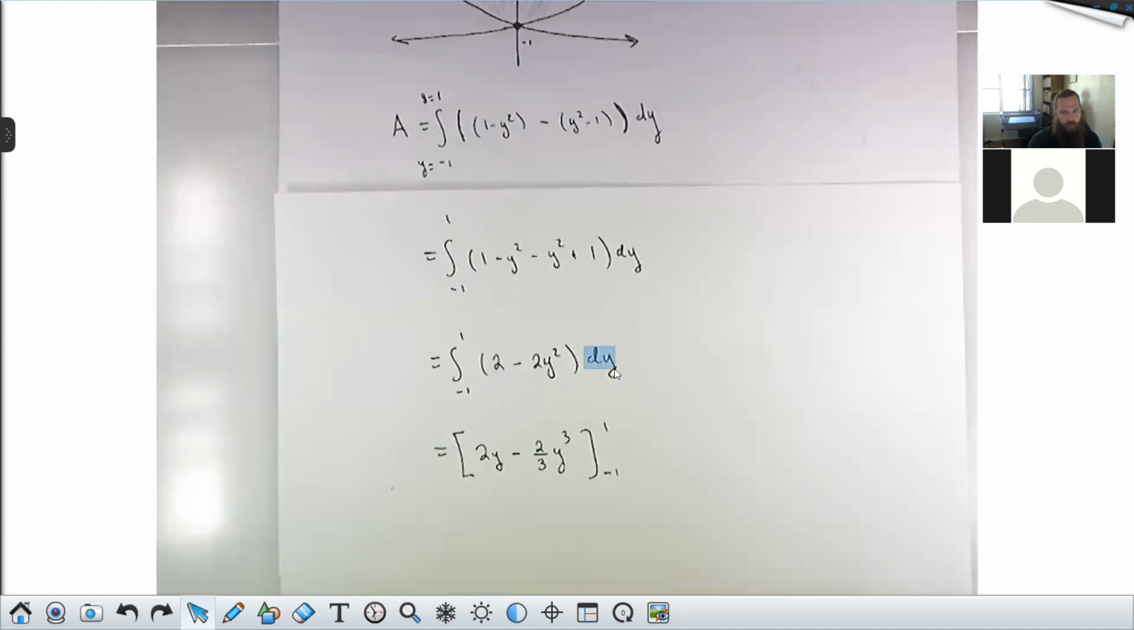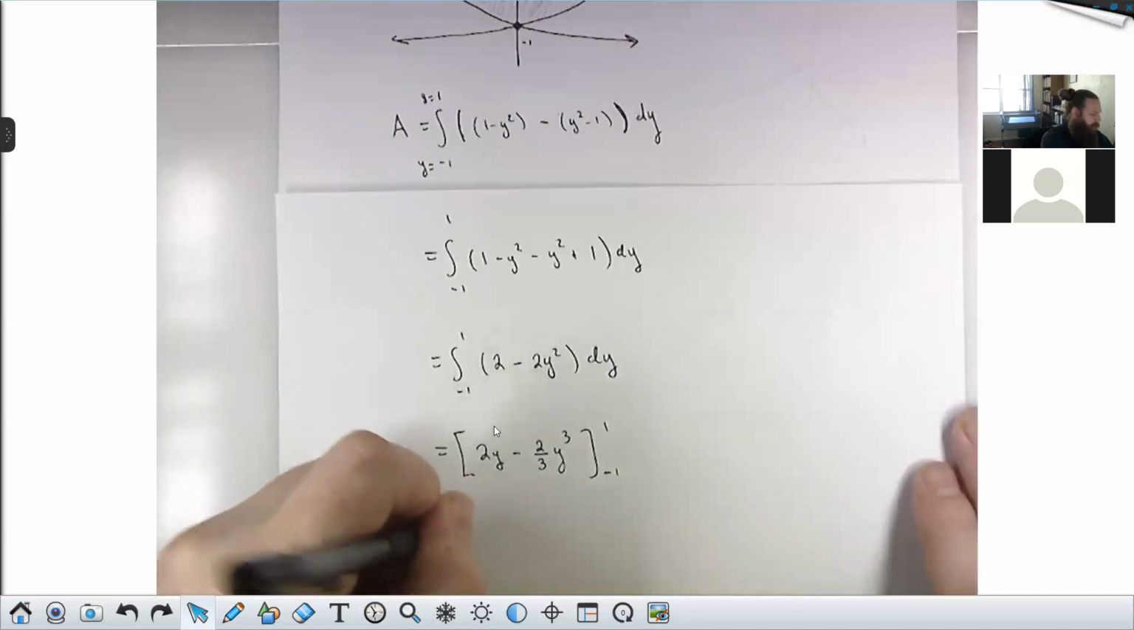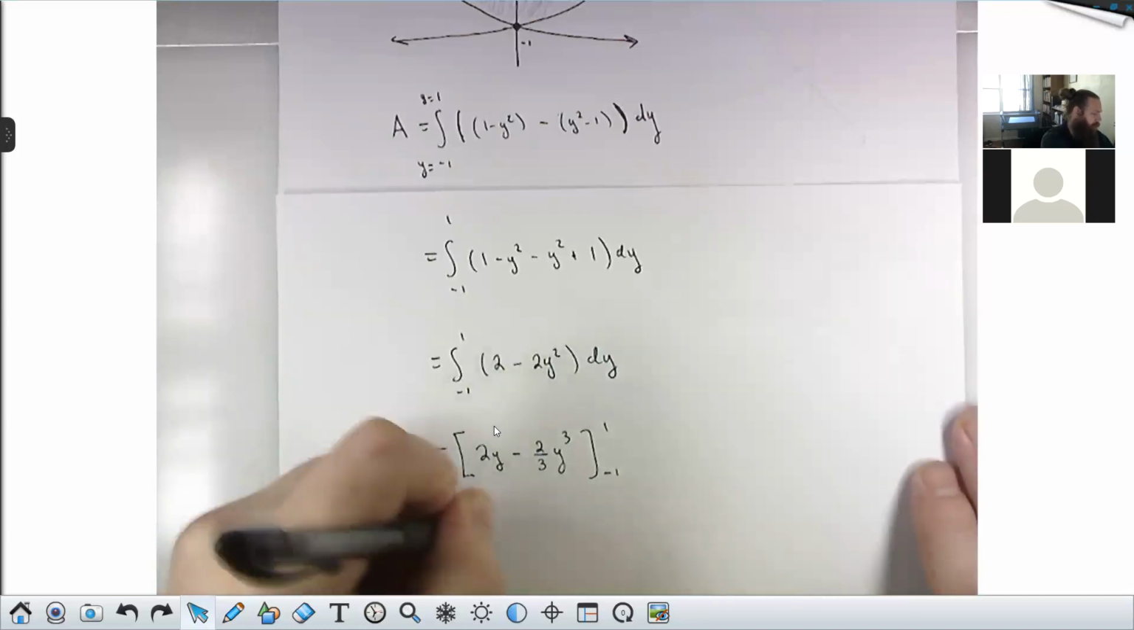Antiderivative for 2 dy is 2y. Antiderivative for 2y squared dy is 2/3 y cubed. Another common error I see here is people integrating a constant like this to x because we get in that habit. That's why it's always wise to write your differential. One of the reasons it's always wise. So now we'll evaluate this between the bounds, and we'll get our correct answer.